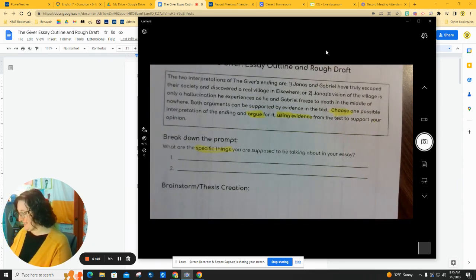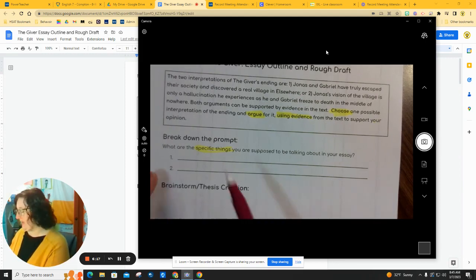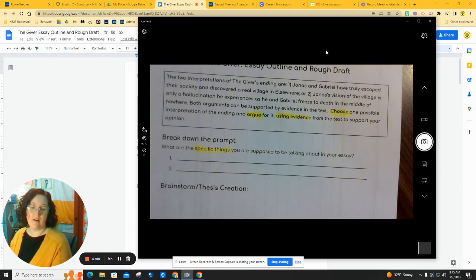So I see three things here that I could potentially write down. Now, I only give you guys two things here, so I need to decide what really specific things I am supposed to be doing. Choose one possible interpretation and argue for it. Use evidence from the text. So which one of these do I need to go for first? I think definitely on one side I need to choose one interpretation of the ending.